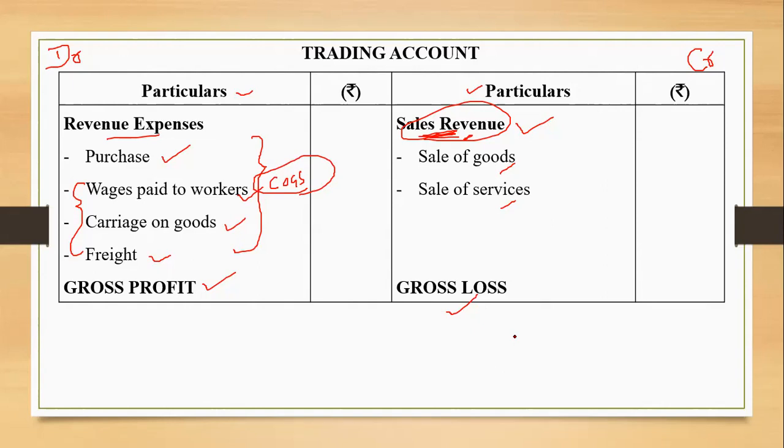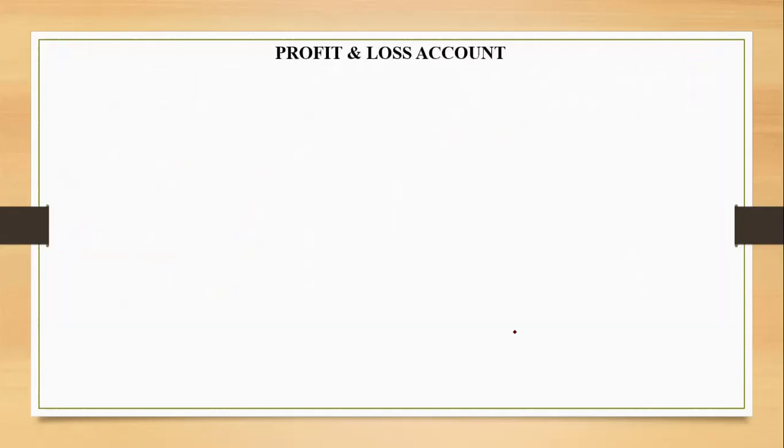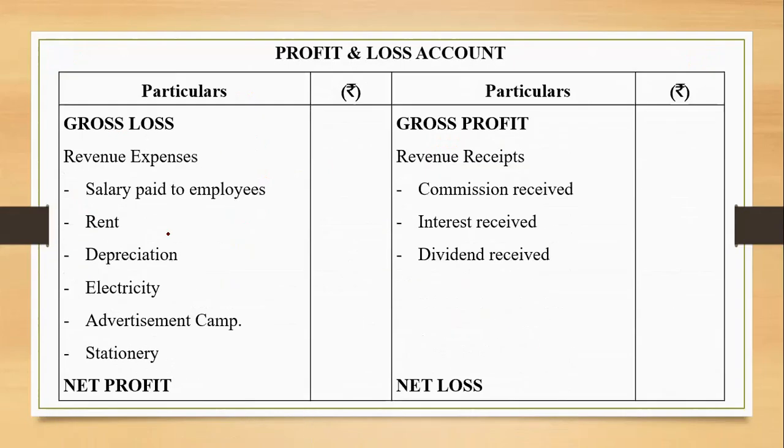In a similar way, in the next slide, you will come to know about the profit and loss account. The format remains the same: particulars and amount. The left hand side is always the debit side and the right hand side is always the credit side. Whatever the amount of gross profit was in the trading account needs to be transferred to the credit of the profit and loss account. Either the gross profit or the gross loss from trading will have to be transferred to the profit and loss account. And if it is a gross loss, it has to be debited.